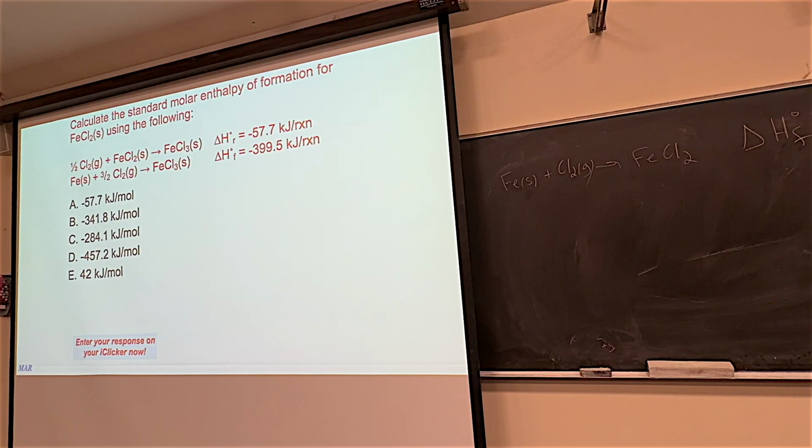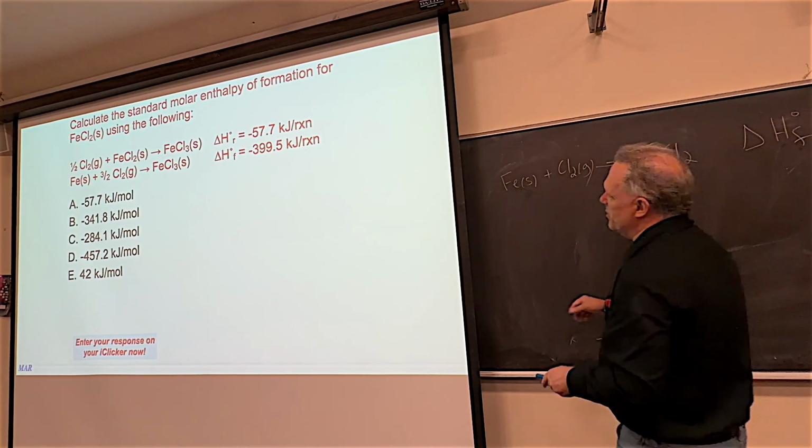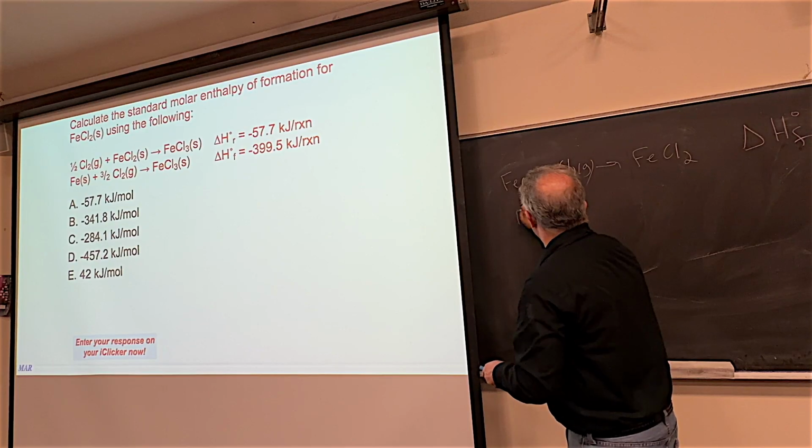And you're given all of this stuff up here. And notice that FeCl2 only appears right here. It's a reactant, but we want to have it as a product. Iron only appears right here, and we want it as a reactant. So this is an example of how you can use Hess's law. We're going to flip this equation around so that FeCl2 becomes a product, but we're going to leave this reaction right here. So what I would do on this problem, I would first flip the first equation.